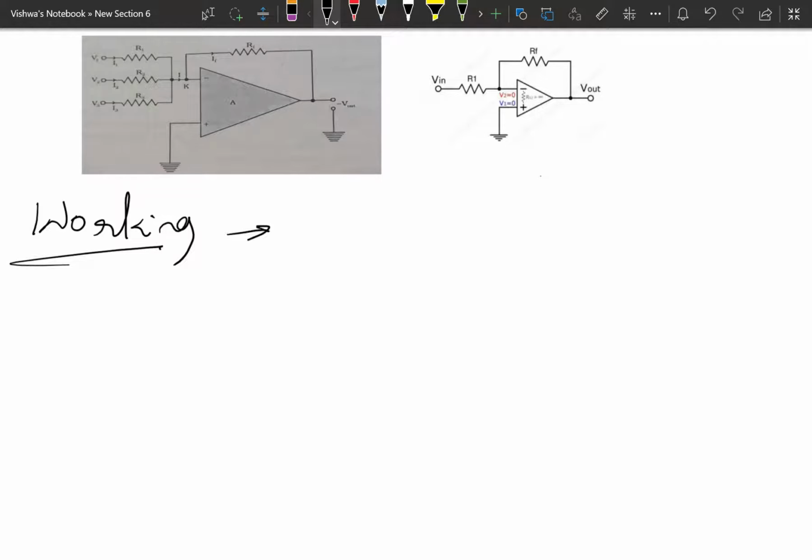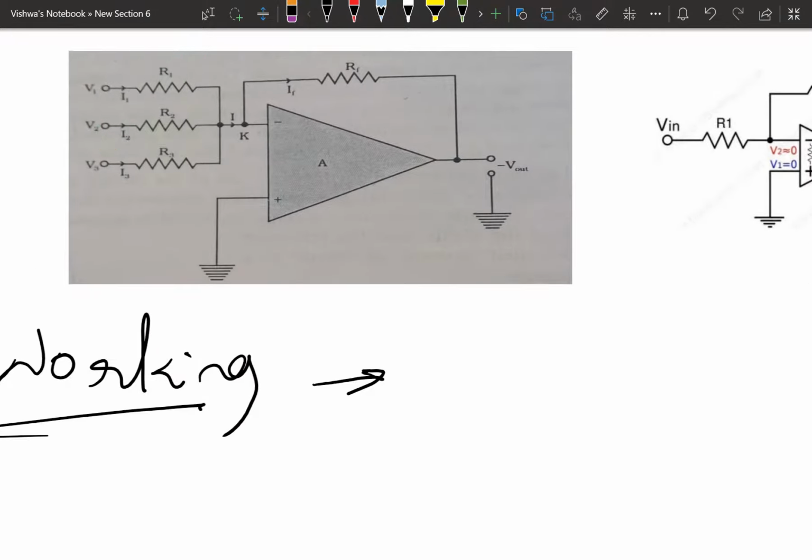Now there are 3 currents, I1 through resistor R1, current I2, and so on. 3 voltage sources are applied, V1, V2, V3, and 3 resistors are connected to those voltage sources, R1, R2 and R3. Here there is a current I1 through the resistor R1, current I2 through the resistor R2, and current I3 through the resistor R3. These 3 currents sum at this node. So I1, I2, I3 becomes I, and this current will flow through the feedback resistor at the output terminal. The current does not flow through the amplifier because it has infinite input resistance.